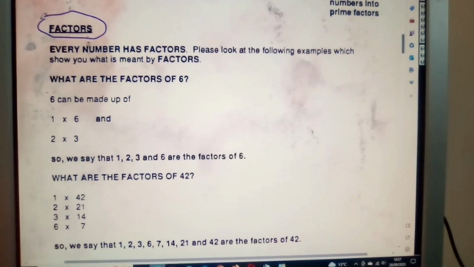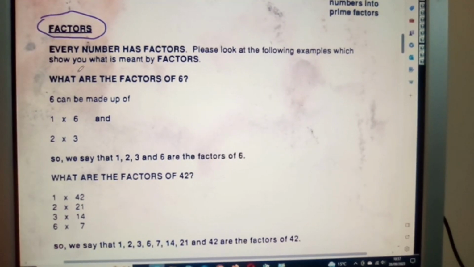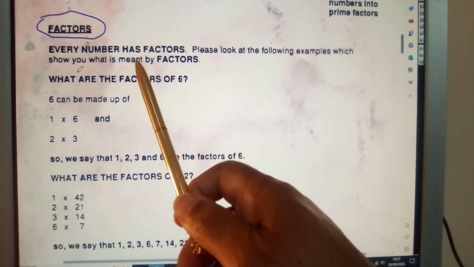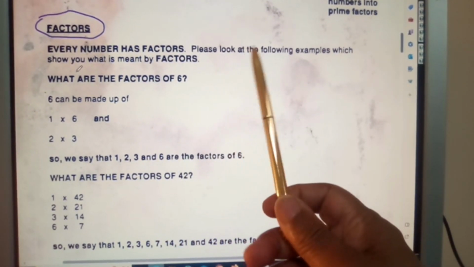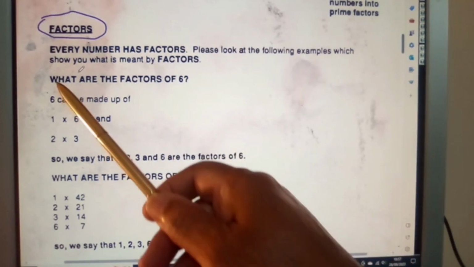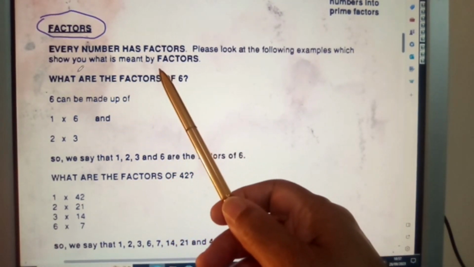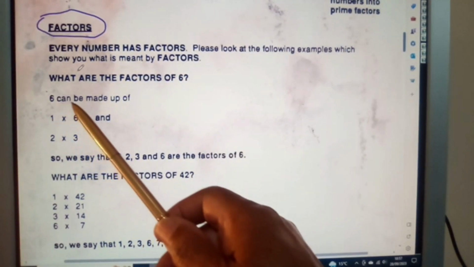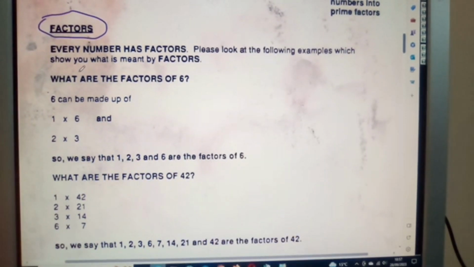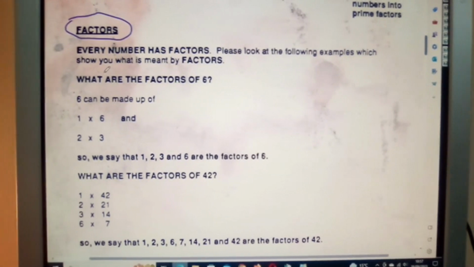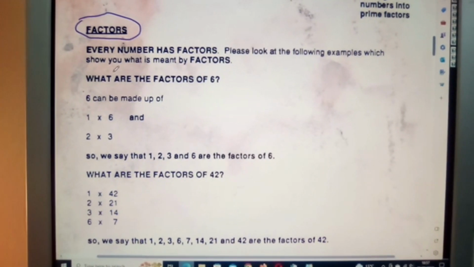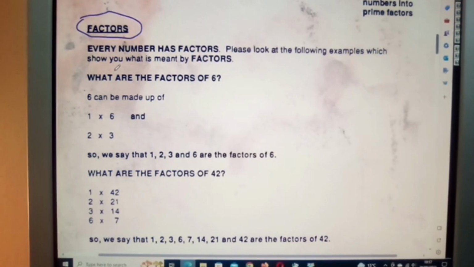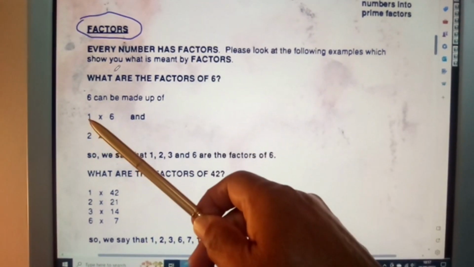That's what we're looking at, factors, okay? Now every number has factors. Please look at the following examples which show you what is meant by factors. What are the factors of 6? Now when we're looking at factors, we're looking at what numbers will make up that number equally, without a remainder, okay?